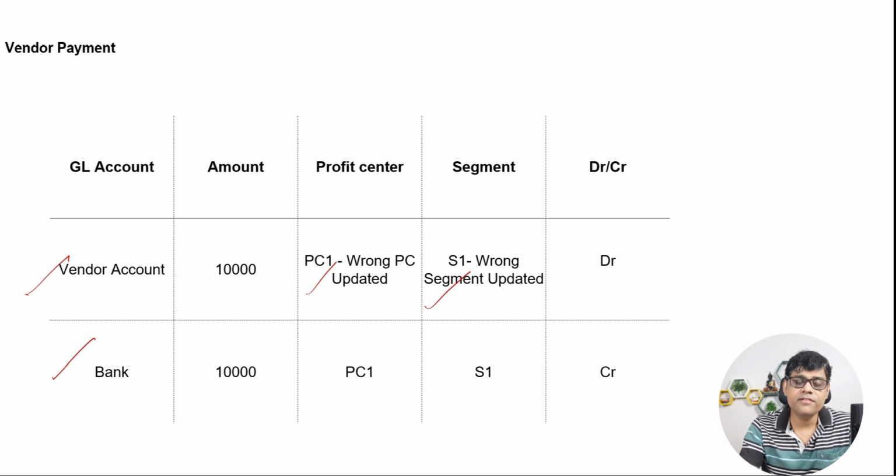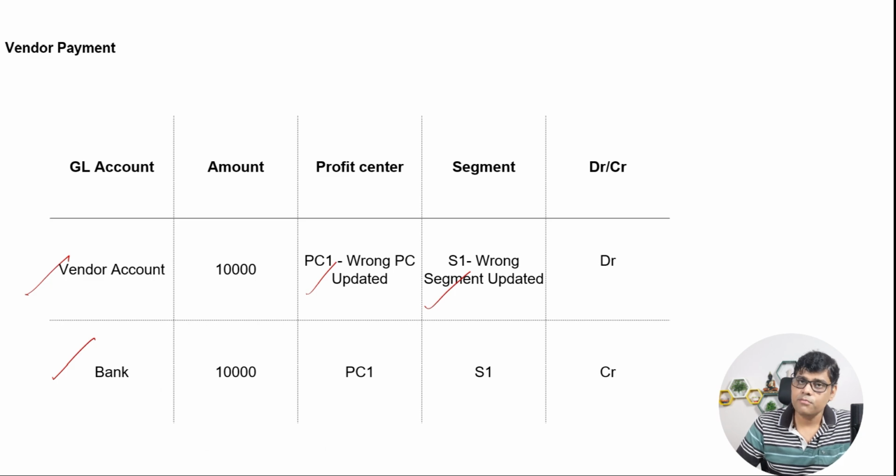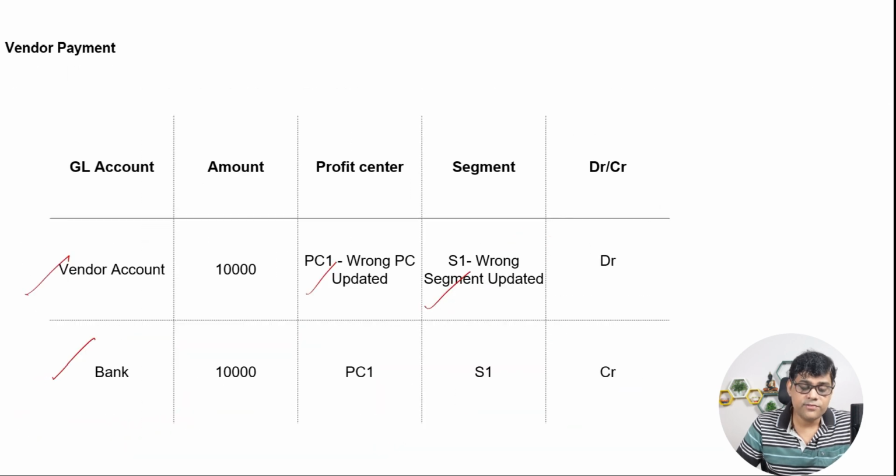Only having the profit center is not going to solve our problem. We should have two profit centers, because here we have two cost centers, and both cost centers are linked with two different profit centers. So this last line should split in both. Only having the profit center in this case is not our requirement. We need both profit centers and both segments in the last line, in this vendor account line, as well as in the clearing document, the bank account line.